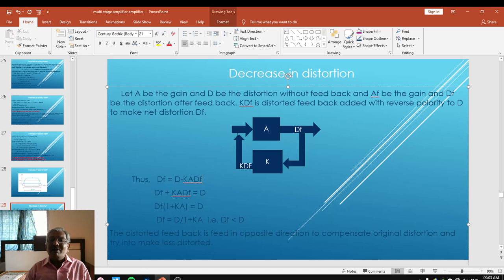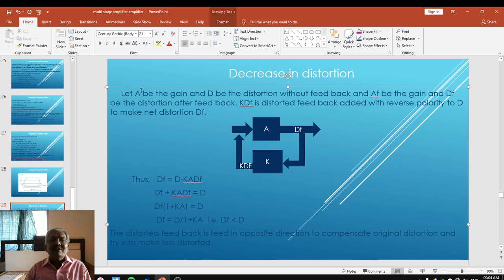The input signal is applied for the purpose of amplification. The signal is amplified by the basic amplifier by the gain times, that is A times, and that is made available at the output. Some part of that output is fed back by utilizing the feedback network and given back to the input. Same concept is used, but now here we are discussing only the feedback associated with the distortion.